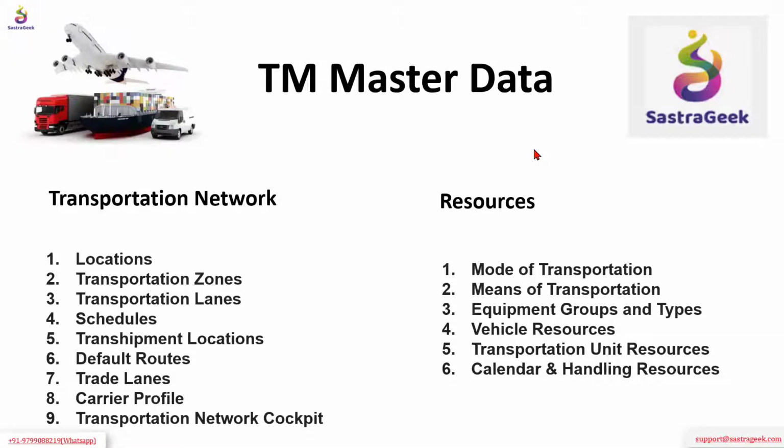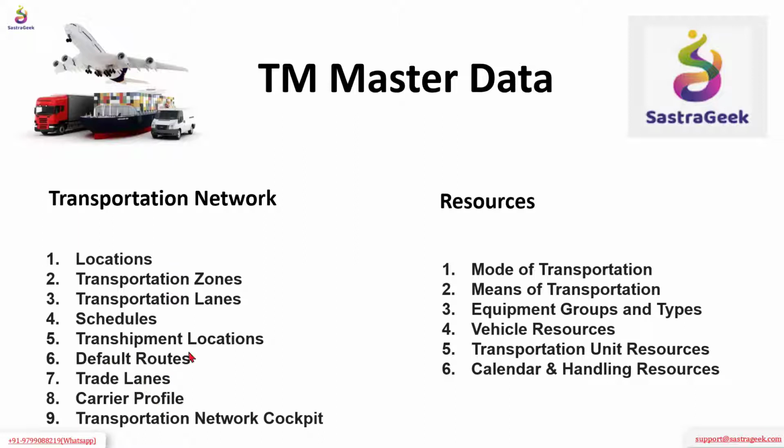So in TM master data, typically we have two aspects to discuss. One related to the networking part of the transportation. So that is one aspect. The other one is related to the resources. So these are fundamentally two aspects to it, and it encompasses a lot of things.